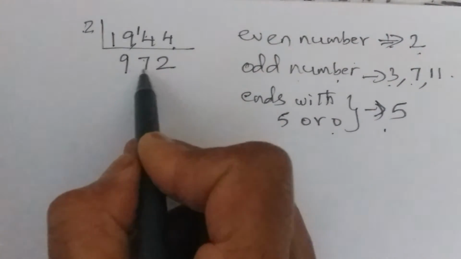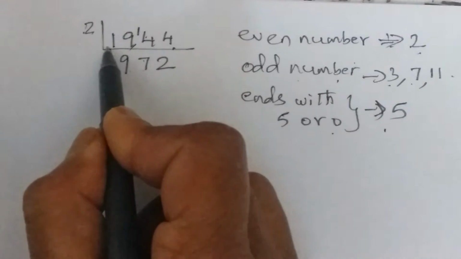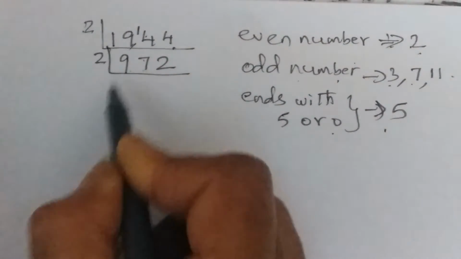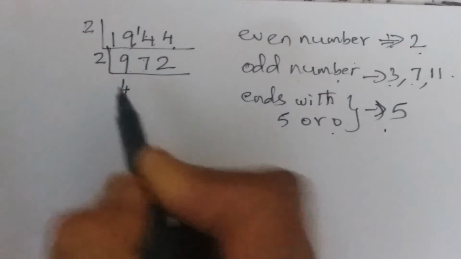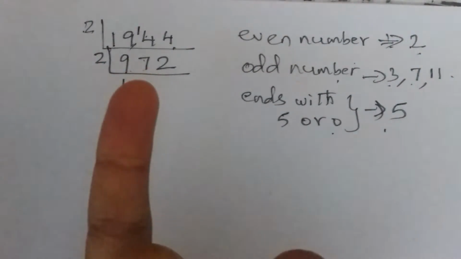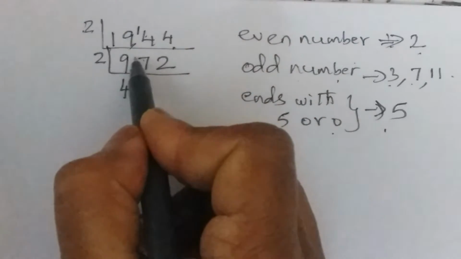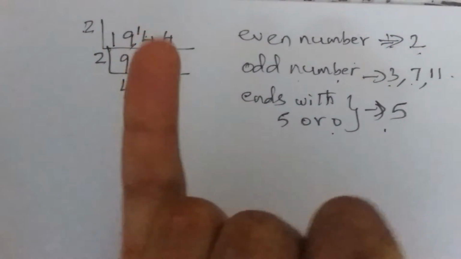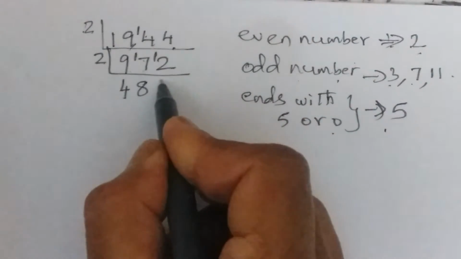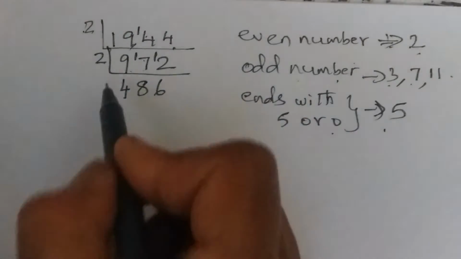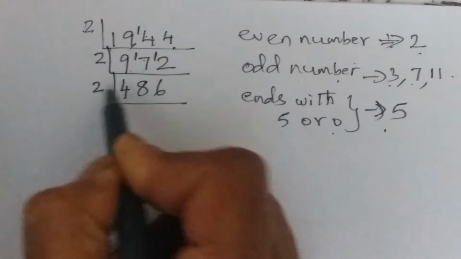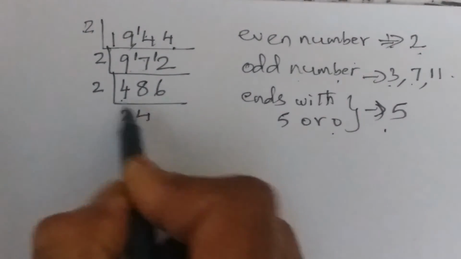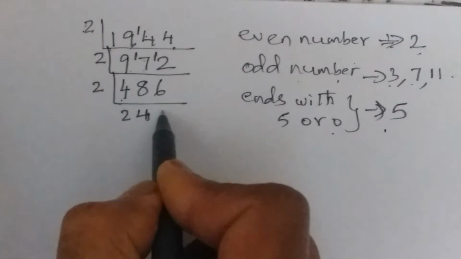Now, what is 972? It is an even number. Ending with 2 is an even number. Divide by 2. Take the first number 9, 2 4s are 8. After 8, there is a remainder 1, 9. So 17, 2 8s are 16. After 16, 17, 1 remainder 12. 2 6s are 12. What is 486? Again even number, divide by 2. First number, 2 2s are 4, no remainder. 2 4s are 8, no remainder. Next 2 3s are 6.